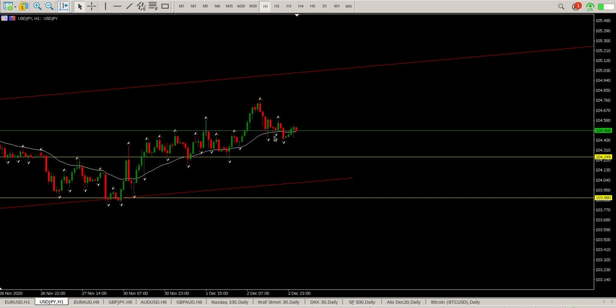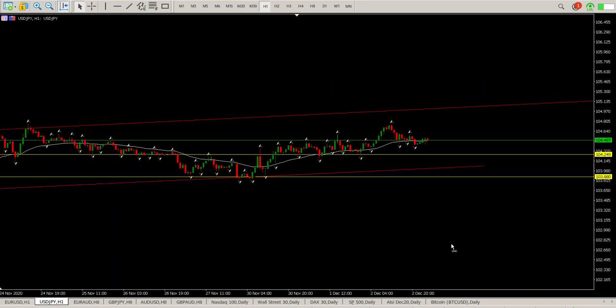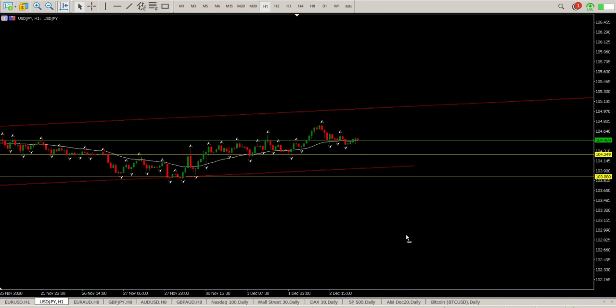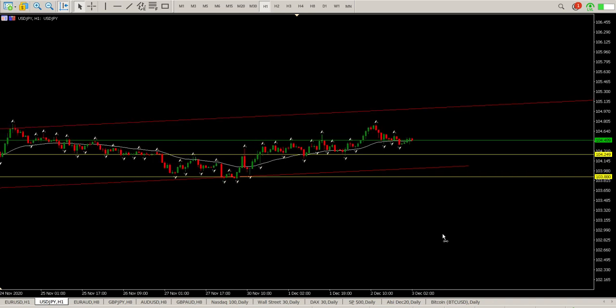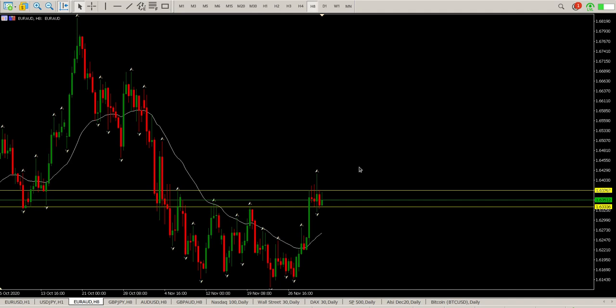So for me, I'm staying out of it. It's debatable whether we are just going to continue sideways, or whether we're going to continue in this upward channel, or alternatively, are we actually going to find some direction to the downside. Okay, nothing's really clear there, so we'll stay out of that.